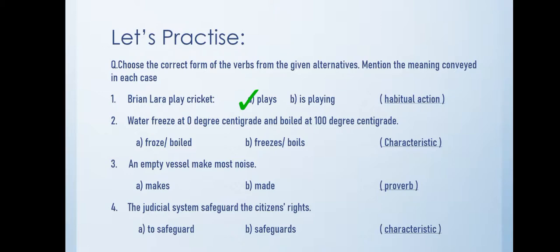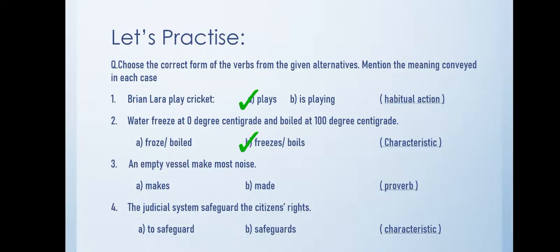Second sentence, water freeze at 0 degrees centigrade and boiled at 100 degrees centigrade. So what does this sentence say to us? It says about a characteristic of water, and we know characteristic is always expressed through simple present tense. So which option will you be choosing? I know you have understood. You have to choose option B. So what will be the sentence? Water freezes at 0 degrees centigrade and boils at 100 degrees centigrade.